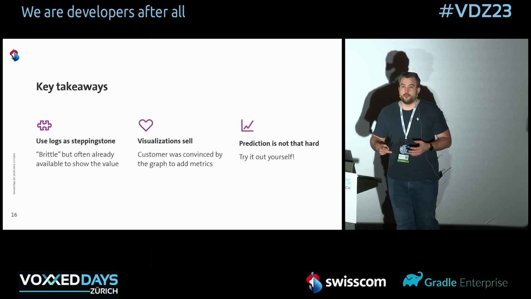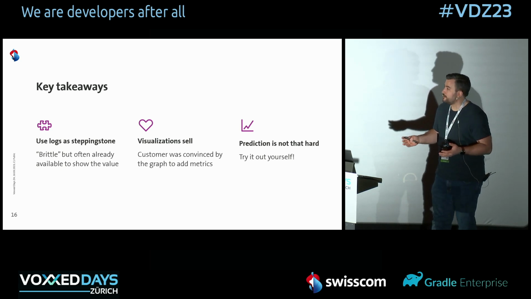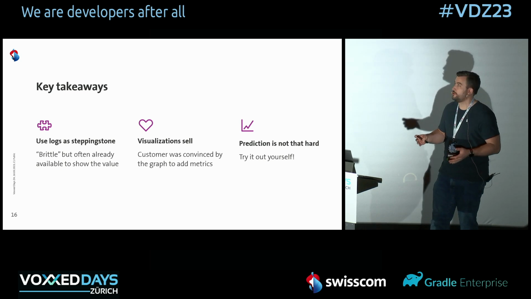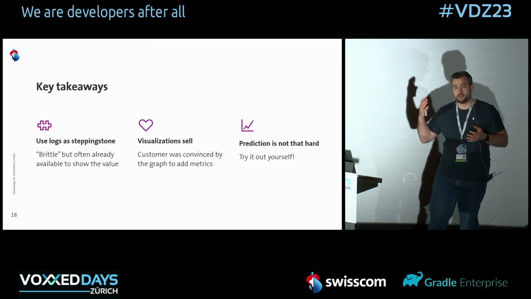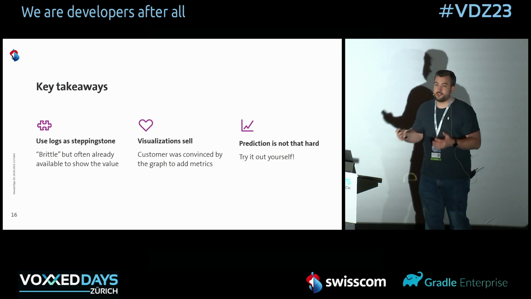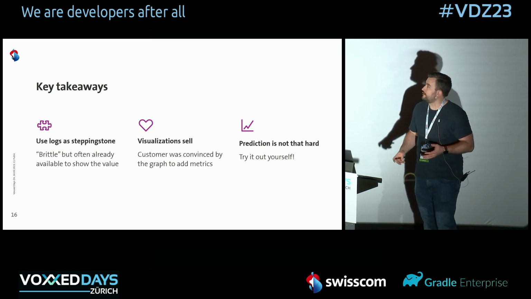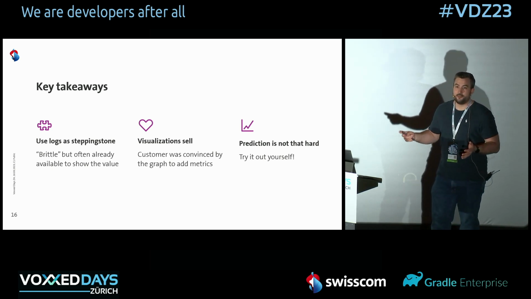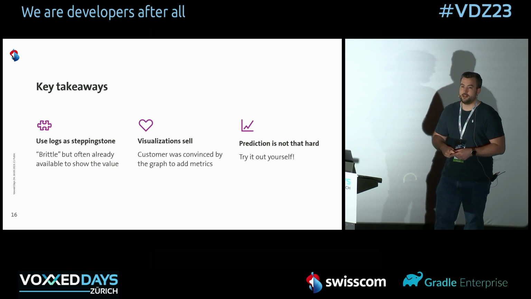And the third one we've really figured out, and I want to give a shout out to the article from GitLab that showed how you can do these kinds of predictions with built-in functions of Prometheus. Prediction is not that hard. You can do that yourself, and I truly recommend you try it out. Try some anomaly detection. It's really not that hard.